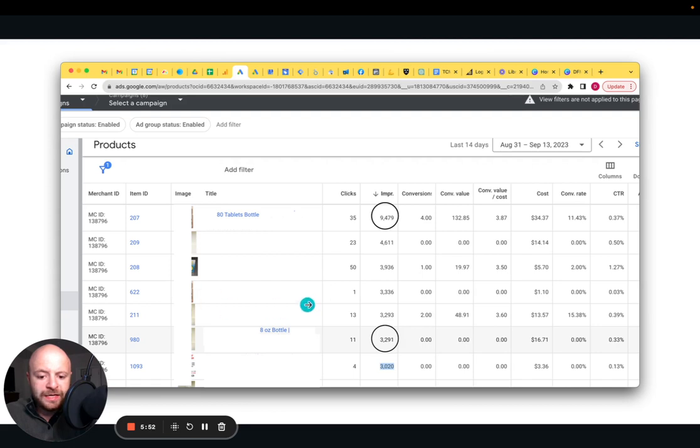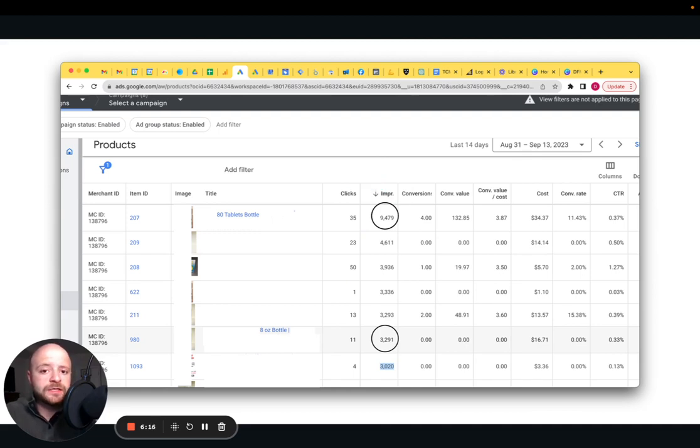So we identified that we have so many impressions of this higher priced product at $27, when really we need more impressions of the 8-ounce bottle so we can actually be competitive and get more conversions in this area. So that's the diagnosis right there. And we used vanity metrics such as impressions to help us do that.